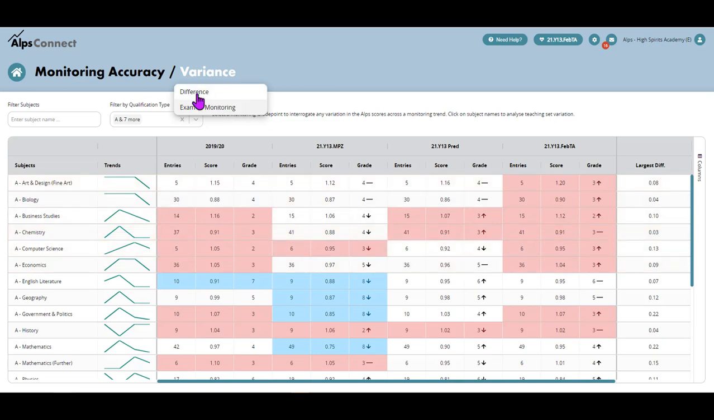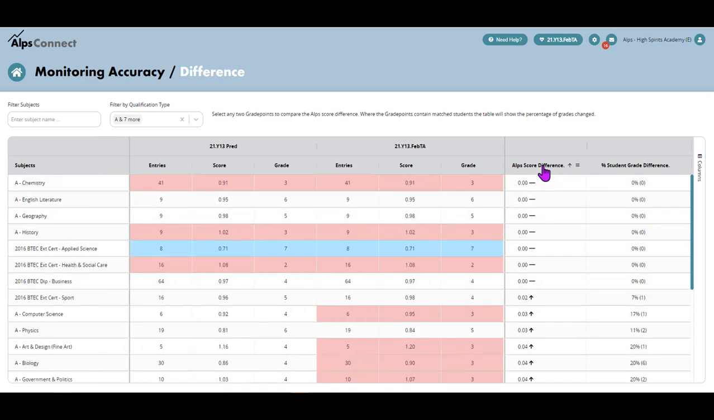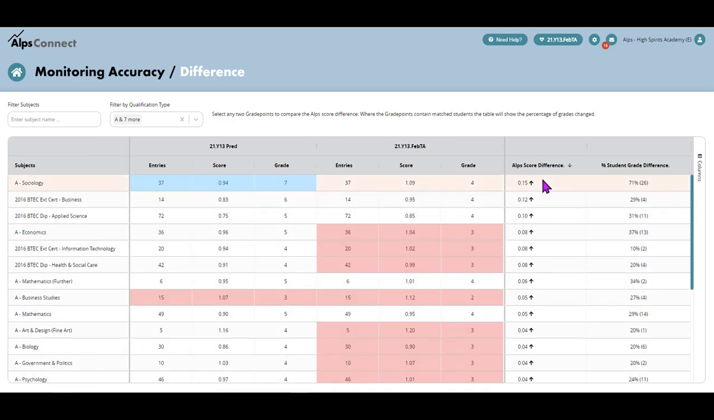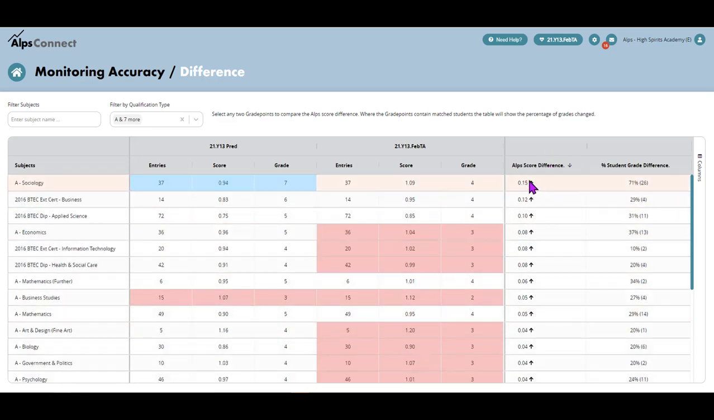If I flick into the difference one, it only ever shows me 2 grade points, and so I get an absolute difference between any 2 grade points. So what I can start to do is manipulate my grade point selector to show me what I want to show. So these are the data drops between the latest year 13 and the one previous to that. I can see the score difference, and I can sort on that by clicking, which is low to high, click again is high to low, and then click again is back to my original. So let's click to high to low.